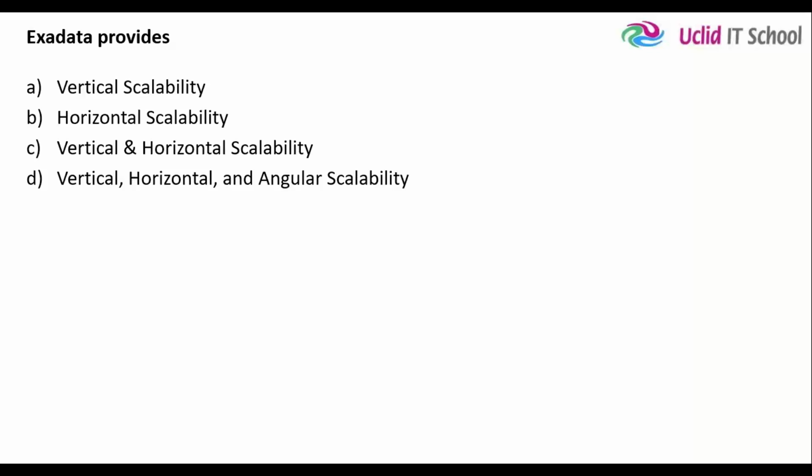Siddharth D. Others? Any guess? Paramesh C. Modest D. Let us see the correct answer. It is C. Vertical and horizontal scalability. There is no angular scalability. There is no such word called angular scalability. You have vertical scalability, horizontal scalability.